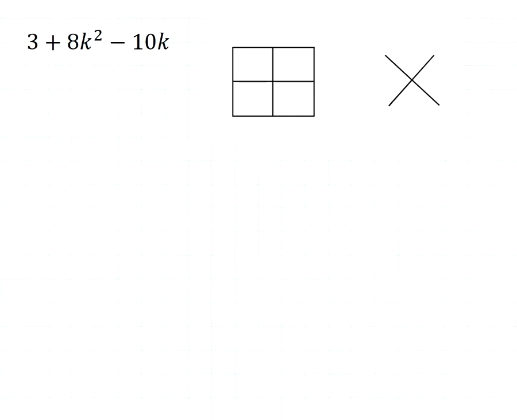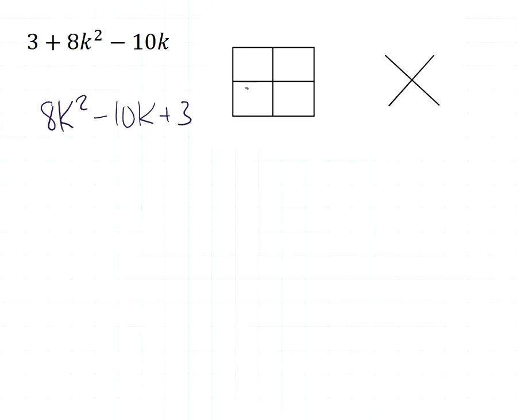Factor the trinomial 3 plus 8k squared minus 10k using the area model and a diamond problem. Well, the first thing I notice is that this is not in standard form. So I'm going to rewrite this as a positive 8k squared, and then I'm going to have a minus 10k followed by a positive 3. And when I look at all three of these terms, there is no common factor at all. So I'm good to proceed.